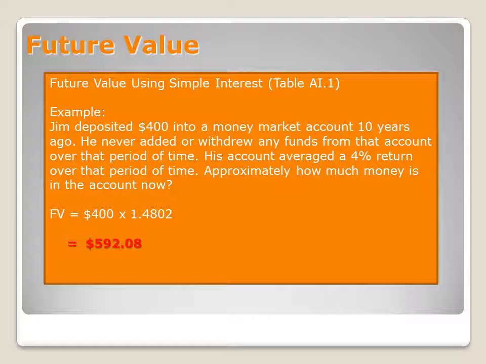So here's the problem. Jim deposited $400 in a money market account 10 years ago. He never added or withdrew any funds from that account over that period of time. His account averaged a 4% return over that period. So how much money is in that account? So what you should have done is go to the number of years. You would go down to the number 10, and then take your eyes across to 4%, and it should give you a factor of 1.4802. You multiply that number by your amount deposited, and it gives you a future value.